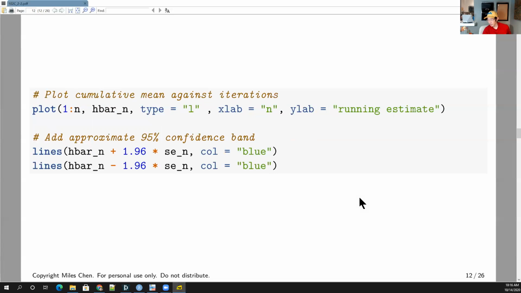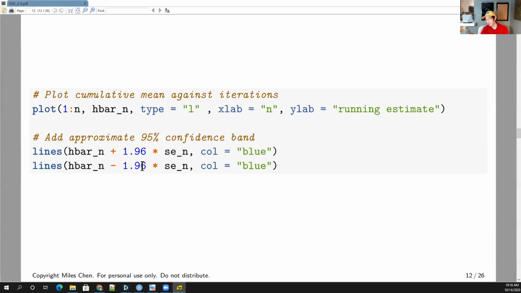Okay, and now that I have my standard error, I can take our H bar, our running sample mean, which starts off with the sample mean of just 1 or 2 or 3 observations. As the number of samples increases, it's going to become steady. Then I'm going to add 95% confidence bands using 1.96 times the standard error and minus 1.96 times the standard error. So this is just your 95% confidence interval.